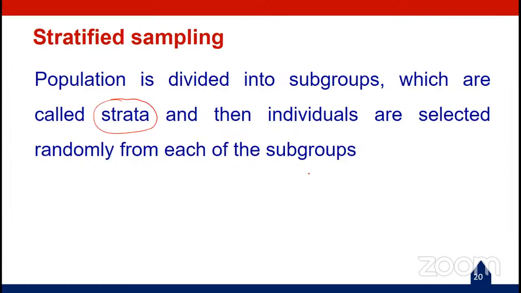Once you divide the population into subgroups or strata, for selecting the individuals randomly from each stratum, you can either use SRS or systematic sampling. It's up to you. From each of the strata, to select the individuals randomly, simple random sampling or systematic sampling can be used.